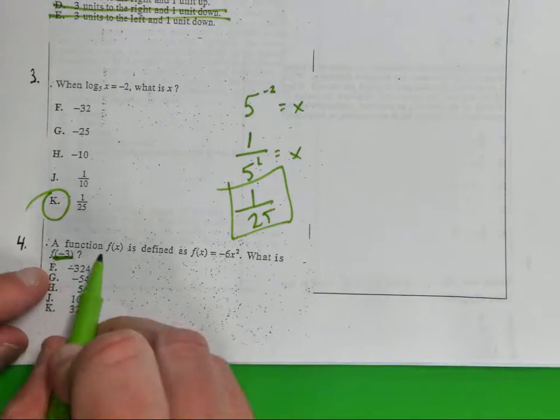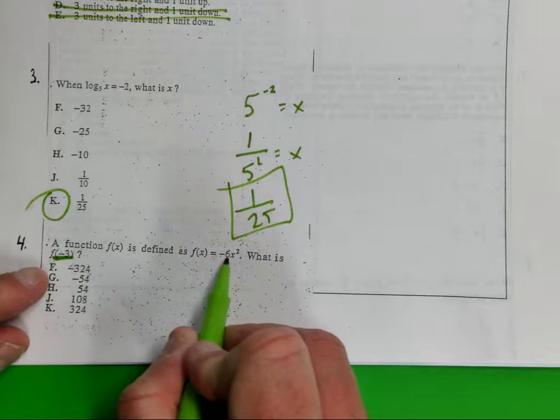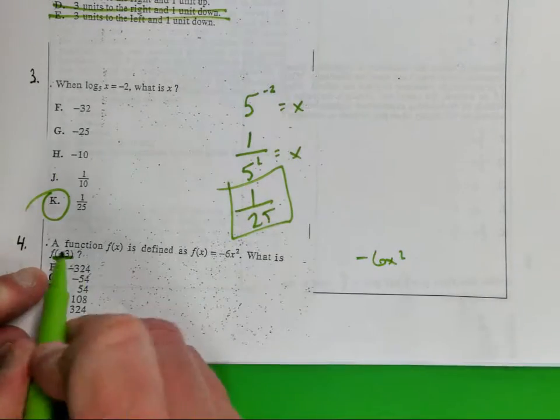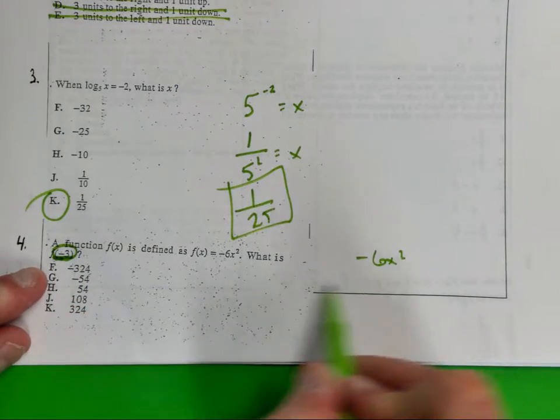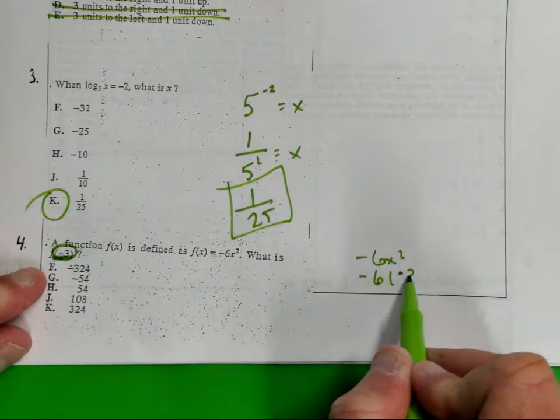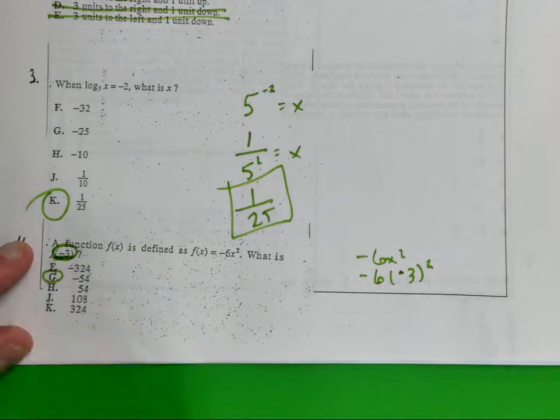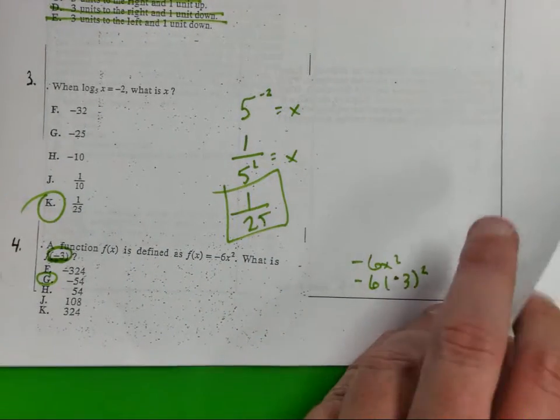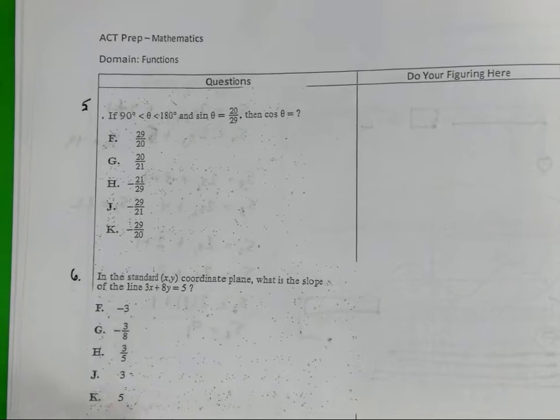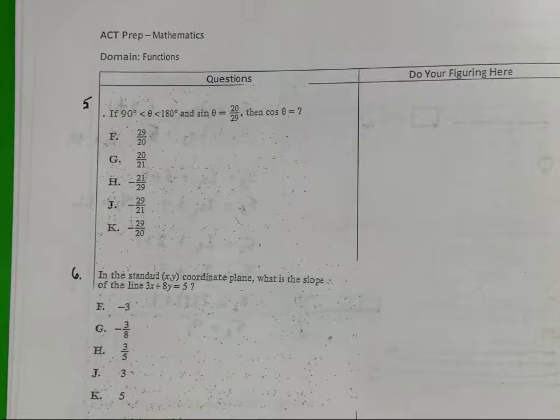Then I go back. A function f of x is defined as f of x equals negative 6x squared. Remember, whatever is in that parentheses, I plug in for what? Very good. Negative 3 squared is what? 9. 9 times negative 6 is? Negative 54. Now, number 5 will take you about a minute, or a little bit more, so that's why you go through the other ones.